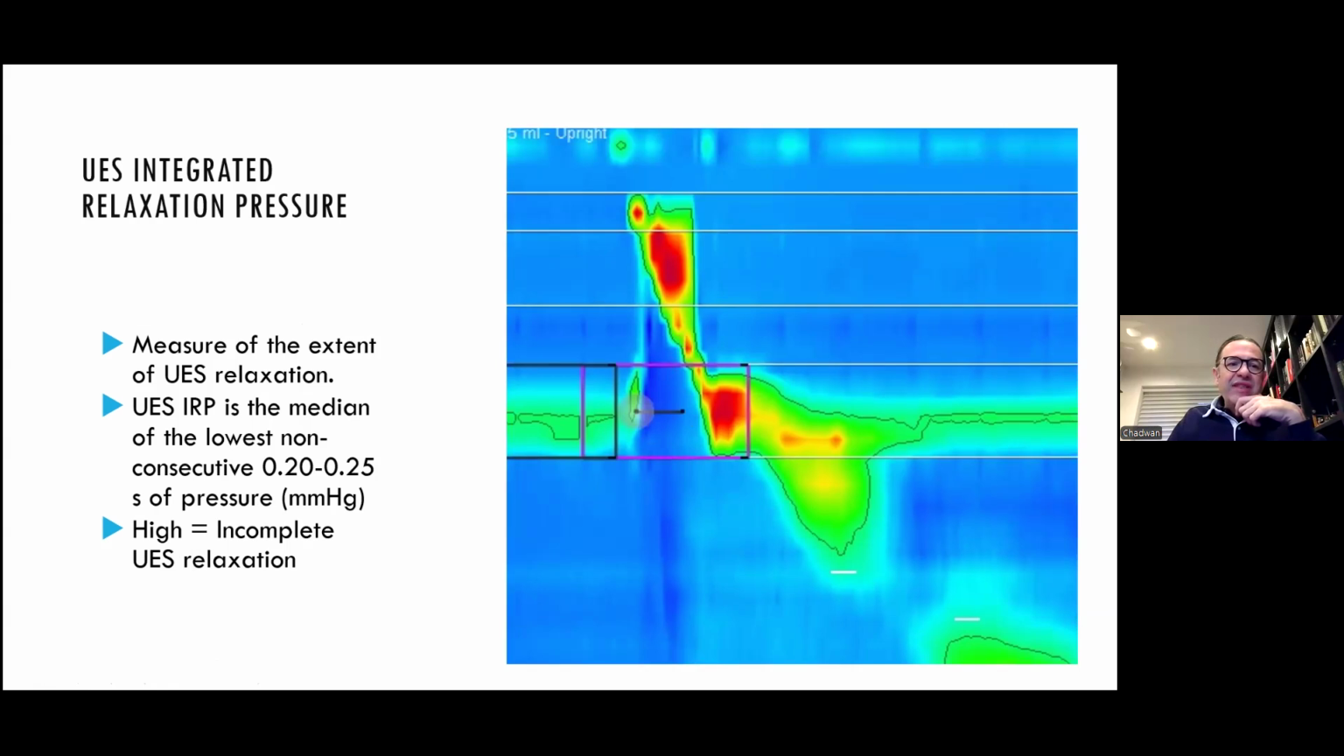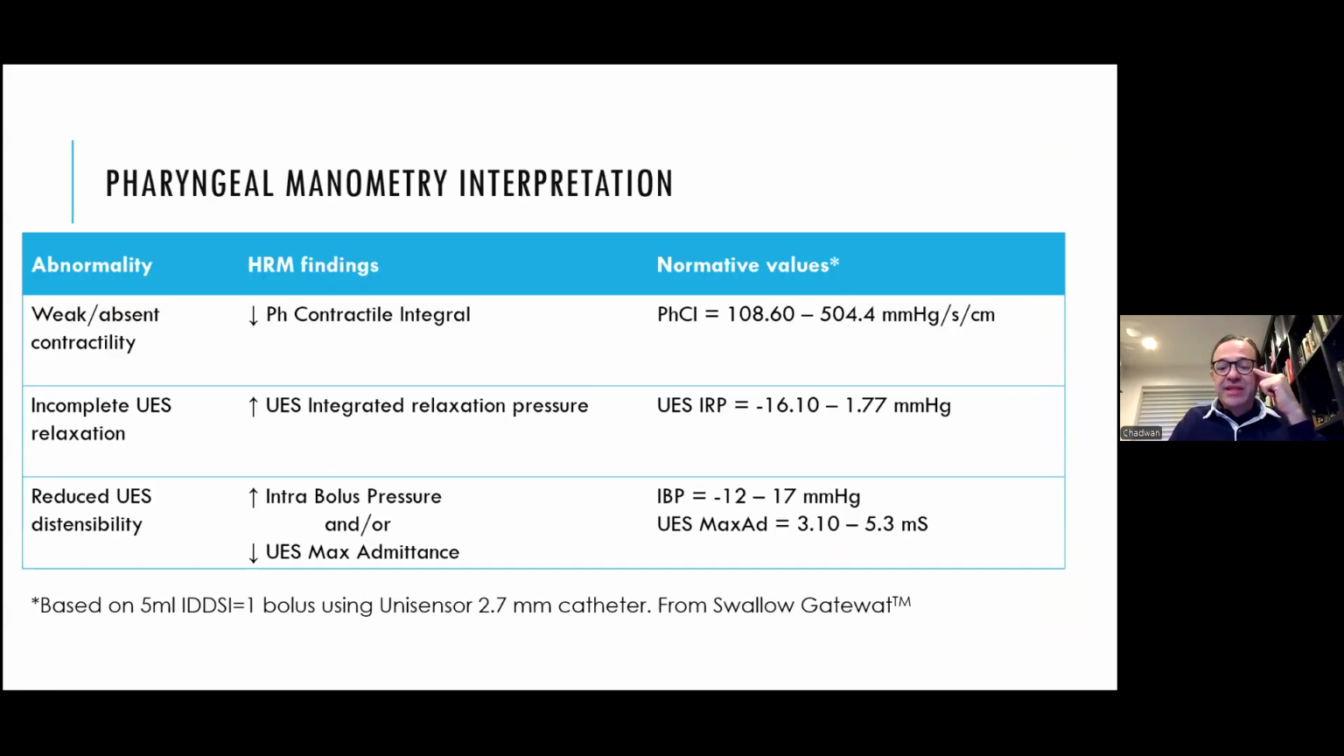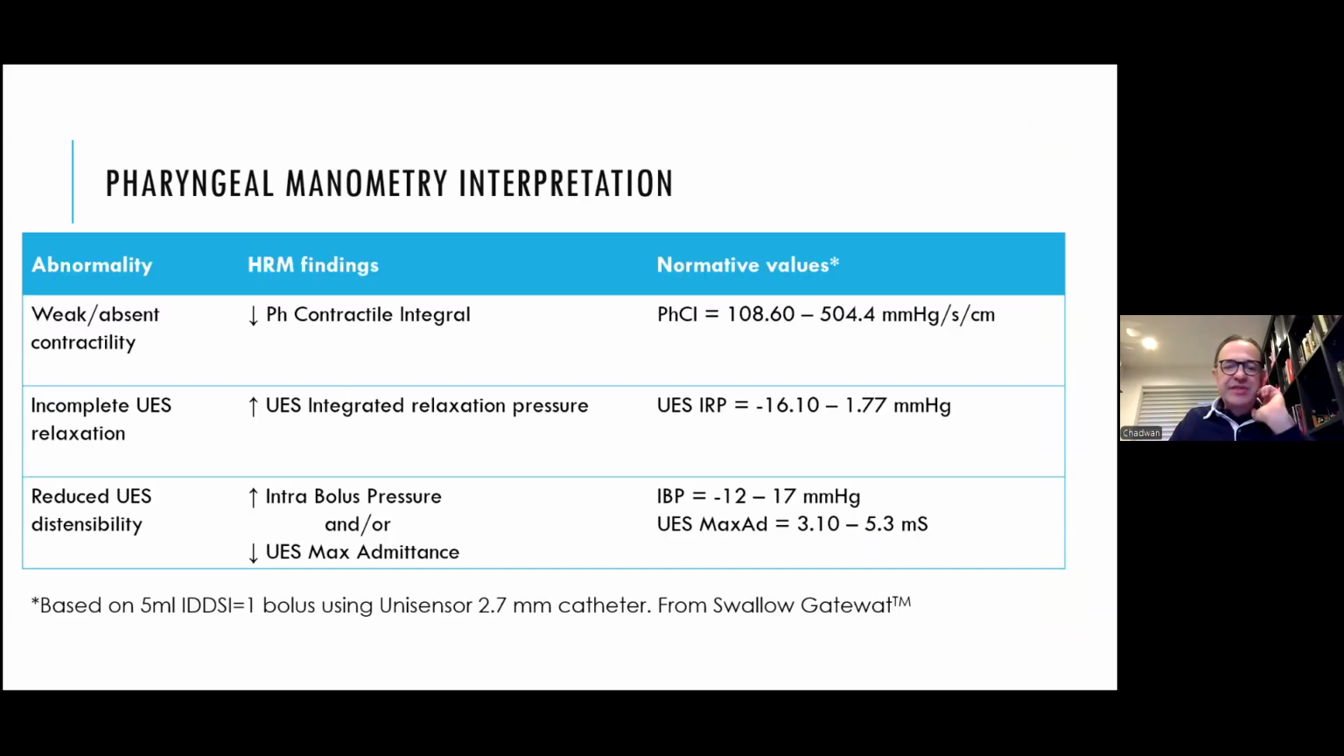Then you will have the integrated relaxation pressure, and that's the pressure across the upper esophageal sphincter. And if that's raised, then there is incomplete relaxation. And then you can look at the maximum admittance, which tells you about the ease of bolus flow across the pharynx, across the upper esophageal sphincter. And this is how I think about it. So if the contractile integral is low, it means there is weakness.